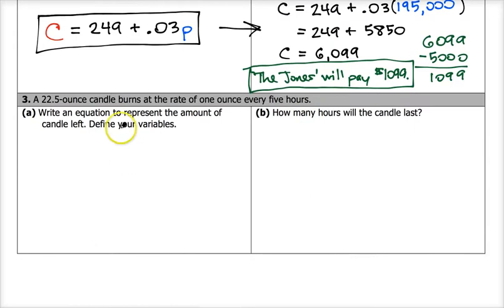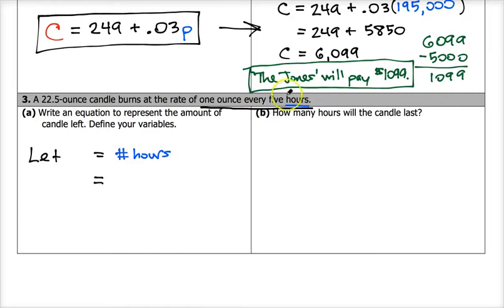Okay, number 3 says a 22.5 ounce candle burns at the rate of 1 ounce every 5 hours. So for this problem, again, we have a rate, and we can see that the rate is 1 ounce every 5 hours. Even though I don't see the word per in here, we could replace every with per, 1 ounce per 5 hours. And so the independent variable, which is going to be our first let statement, is going to be what comes after this per or every, and this is the number of hours.